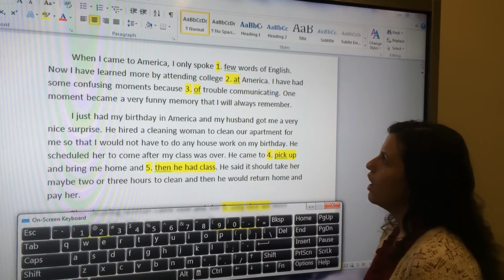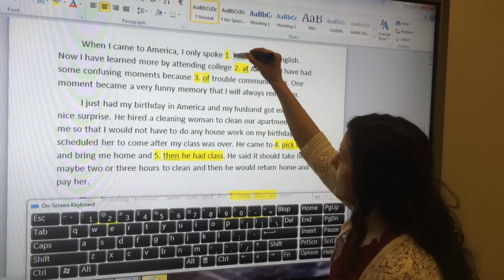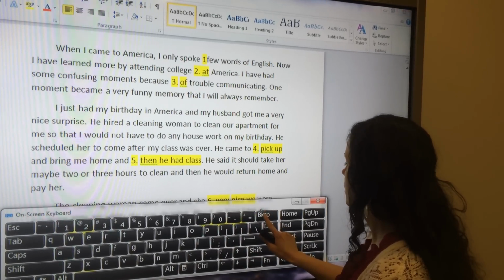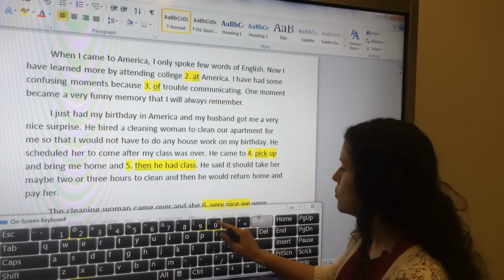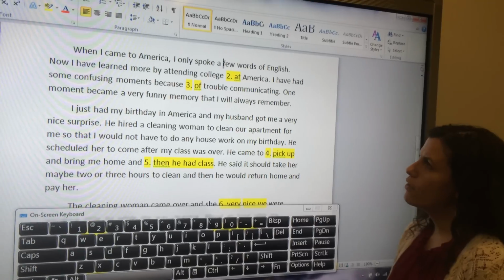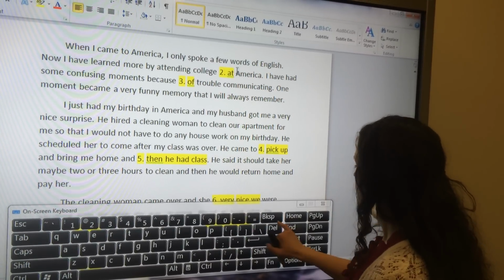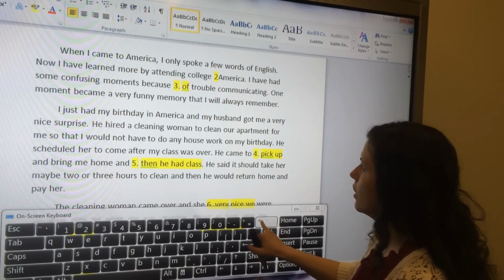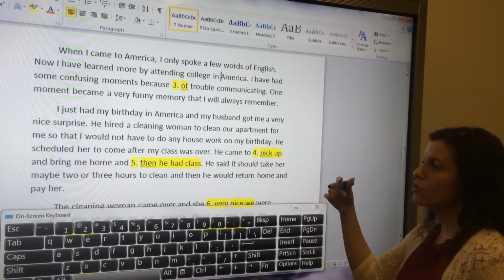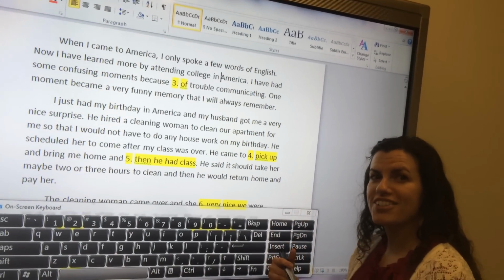When I came to America, I only spoke few words of English. Okay, so we're going to change that to a few words of English. Now I have learned more by attending college at America. Okay. This should be in America. And we're starting off with a really good introduction. I know the student is talking about their lack of English skills, and now they've begun learning more English.